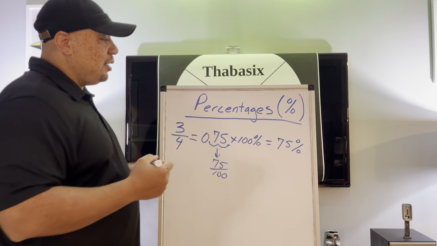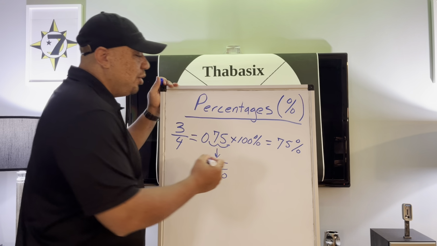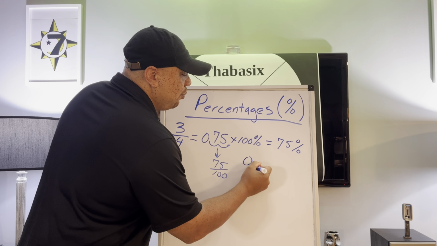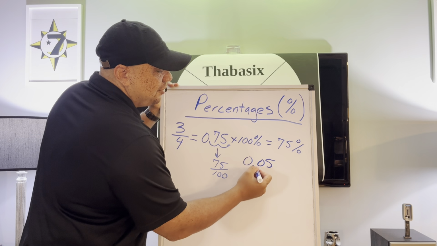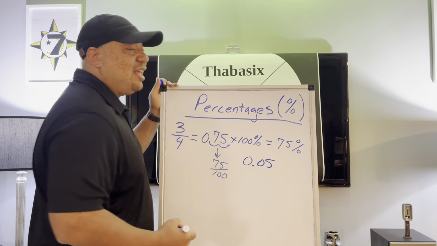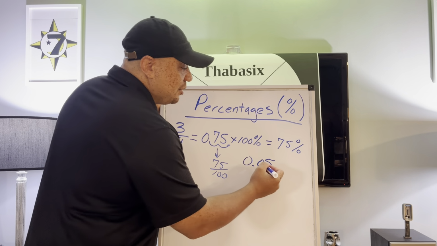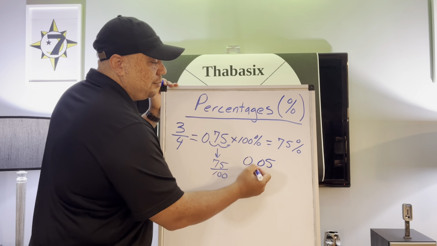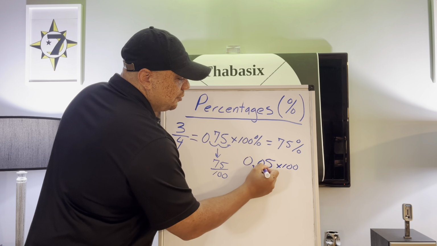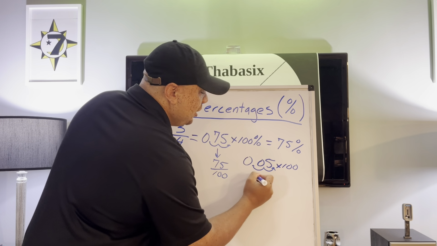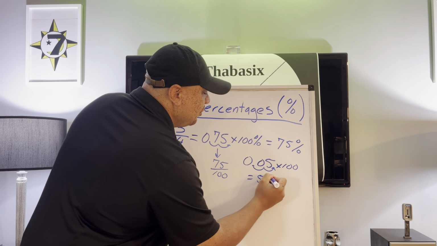Here's a common mistake. You say, what does this equal? 0.05. Now that's 5%. Some people would say that's 50%. 50% is wrong. It's just 5%. Because if we multiplied that by 100, we'll move the decimal place over twice, and that would equal 5%.